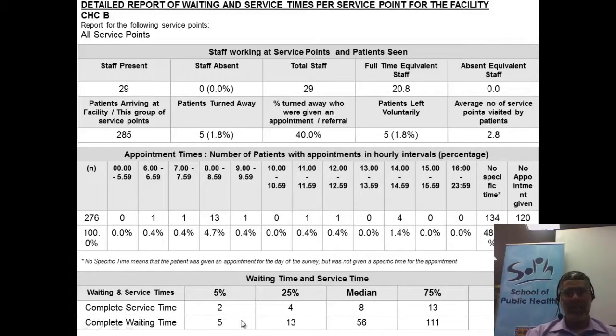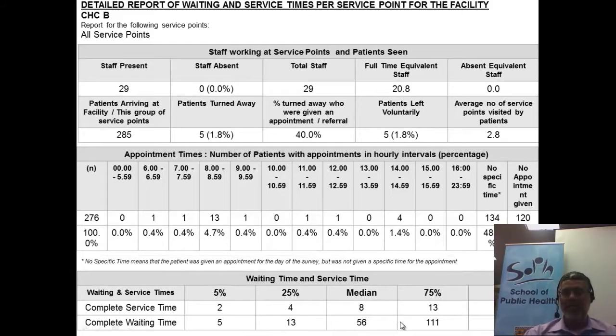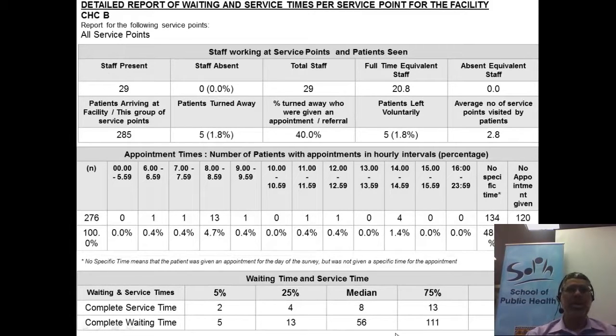Now, looking at this, the complete waiting time is 56 minutes, or just less than an hour. And it's a similar service time of 8 minutes with a range of 2 to 29, which is very similar to Community Health Center A, with a range of service time of 1 to 33 and 8 minutes on median. However, their waiting times are very different. So this is where the health centers differ dramatically, in that the waiting time of Community Health Center B is less than a third of Community Health Center A. So at Community Health Center A, you wait 3 times longer on median than you would at Community Health Center B.